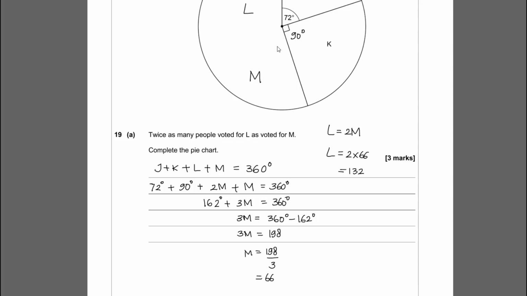Now if you use your protractor very carefully to make 66 degrees here and make the line something like this, then you will have the rest of it, 132 degrees. So that's it.